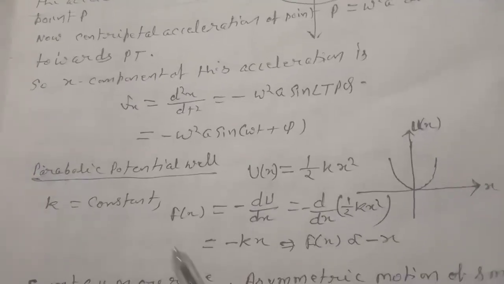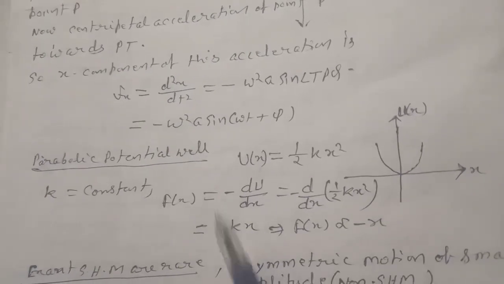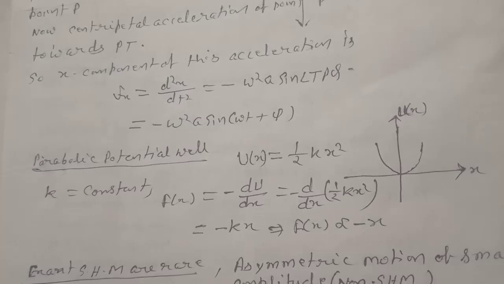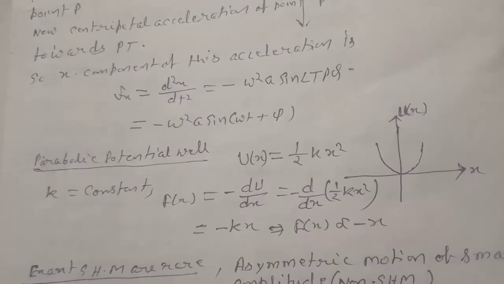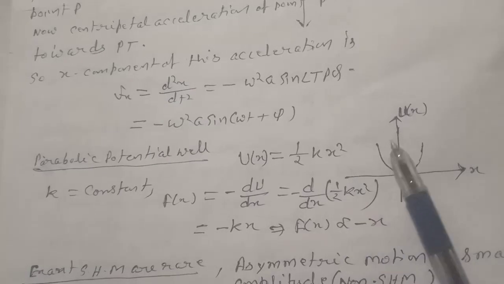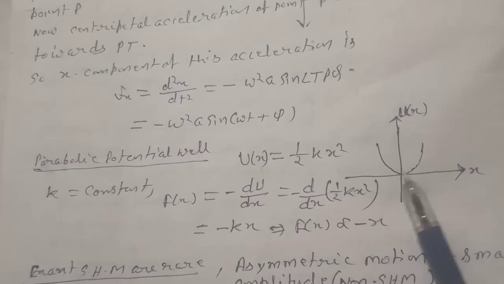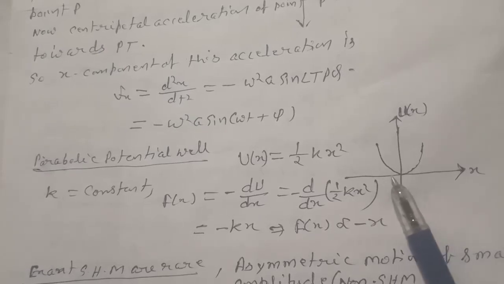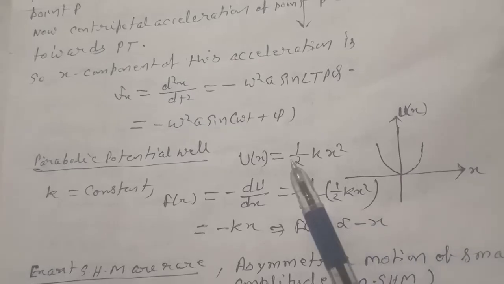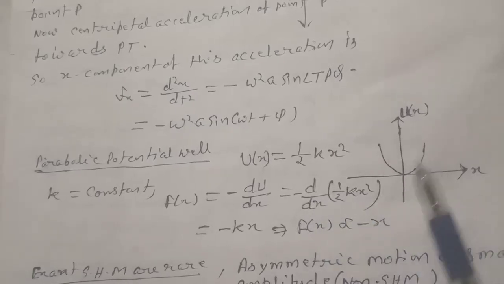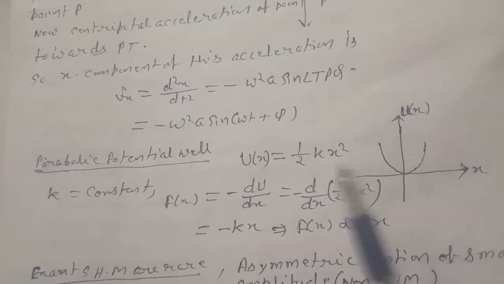Next, our topic is the parabolic potential well. So consider an oscillating particle moving back and forth about an equilibrium position through a parabolic potential given by U(x) equal to 1 by 2 kx square. This is the parabolic potential, and the particle is oscillating back and forth about this point O, and k is a constant.